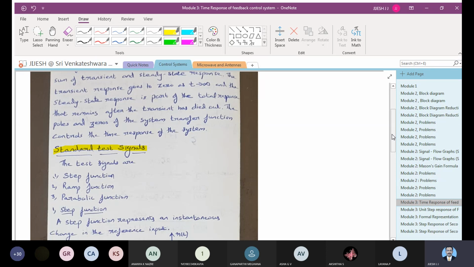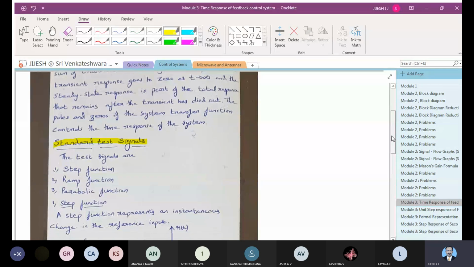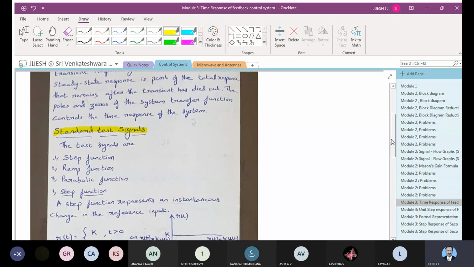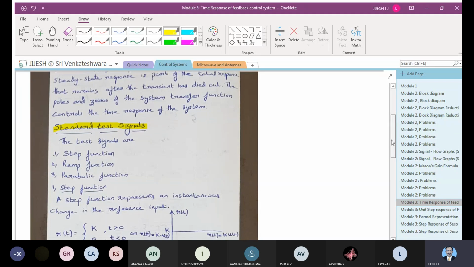I think today it's almost time, so we'll start in the next class from the standard test signals. So you can just write down step function, ramp function, and parabolic function. Step function, I will just explain to you, but we'll discuss this again from the standard test signals in the next class.